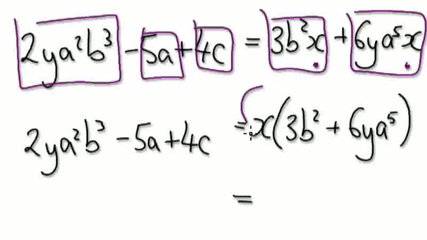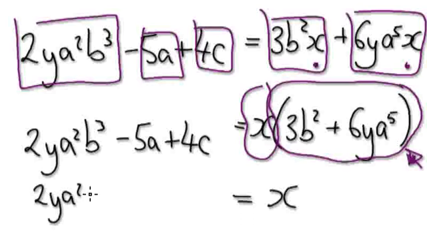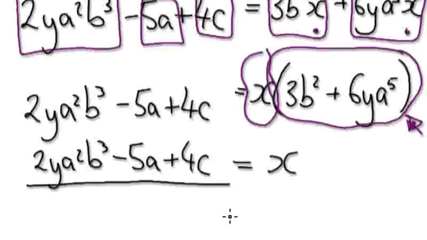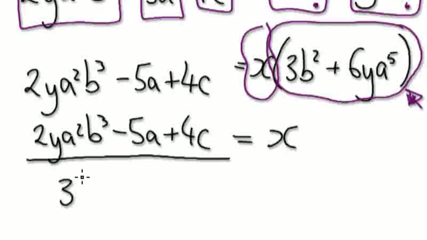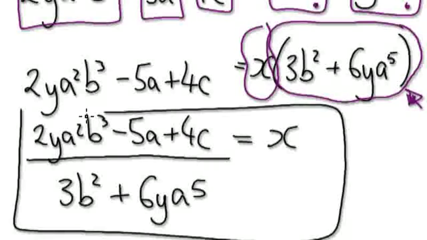Now visualize as you've got one bubble here, multiplying this bubble here at the moment. That's what it is. So divide both sides by this bubble here. So on the right hand side it will be x. On the left hand side, I'm just going to take the whole thing down. Ya squared b to the power 3 minus 5a plus 4c divided by that big bubble, remember. So it will be 3b squared plus 6ya to the power 5. And then we're done. So x is on its own. You've made x a subject.